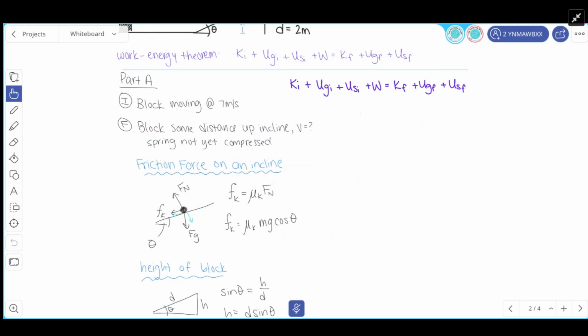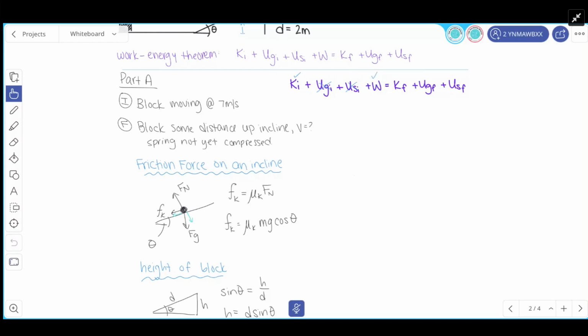So in the beginning, in the initial state, we do have kinetic energy. We know that because the block is moving. We do not have gravitational potential energy there. It hasn't moved up in height yet. We don't have elastic potential energy. The spring is not stretched or compressed at this time. We do leave in the work term because we have work done by friction in this process.